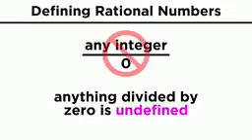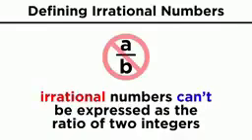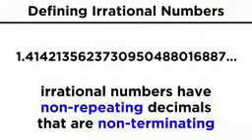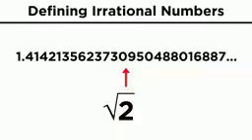numbers. The only number that can't go on the bottom is 0, as that will yield a value that is undefined. Now, what are these irrational numbers? Given the definition of a rational number, clearly an irrational number is one that can't be expressed as the ratio of two integers. But what could these numbers be? Irrational numbers are ones that have non-repeating decimals that are non-terminating, meaning they continue forever with no pattern. The square root of 2 is such a number.